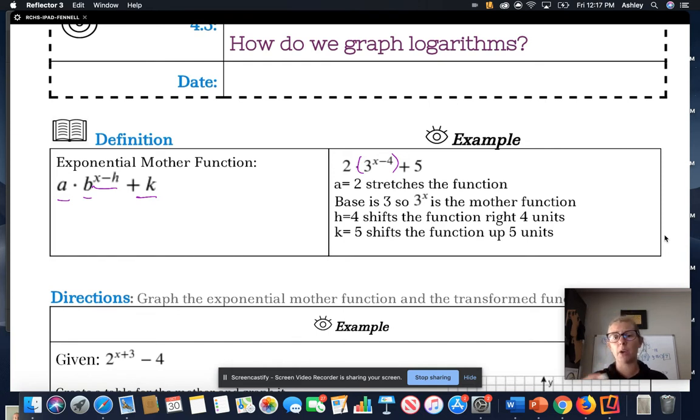But what we would do is say, okay, that a value is 2, so it's going to stretch the function. Every output will double. My base is 3, so 3 to the power of x would be the mother function that we would base it off of. Then we would shift right 4 units because of that h value of positive 4, and we would shift up 5 units because we have a positive k value of 5.